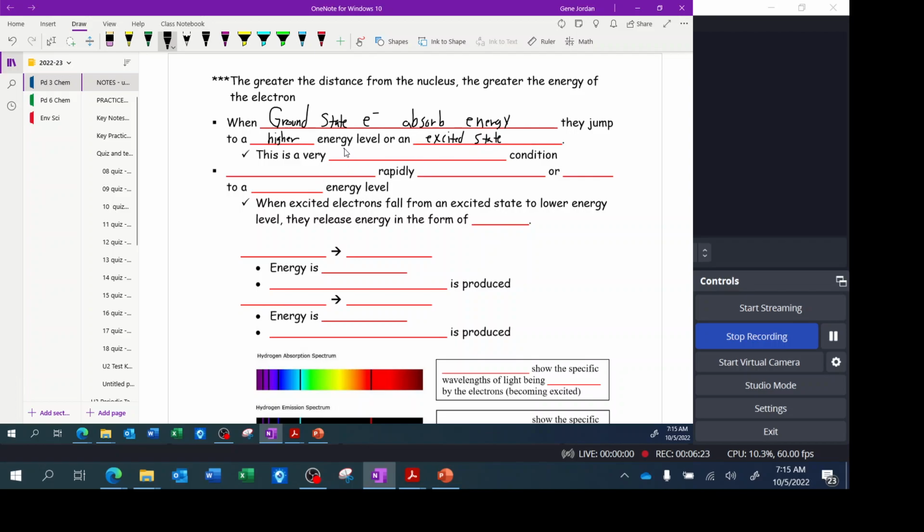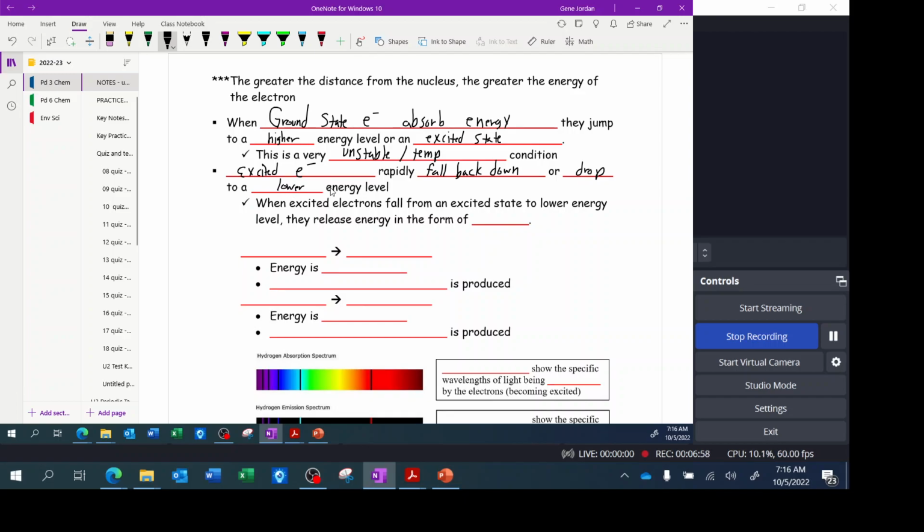This is a very unstable position, though, which means as soon as it loses its energy, it's going to drop back. So it's a very temporary condition. The excited electrons, now that they absorb the energy, are shaking around really fast up there in this high energy state. They rapidly fall back down, or drop to a lower energy level.